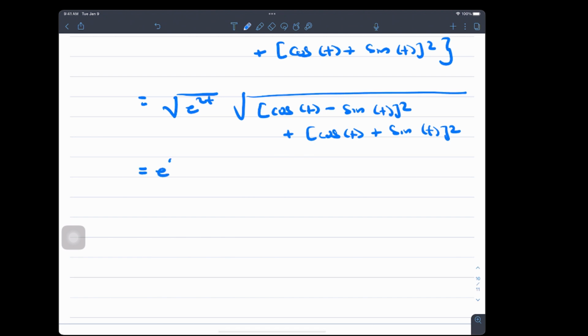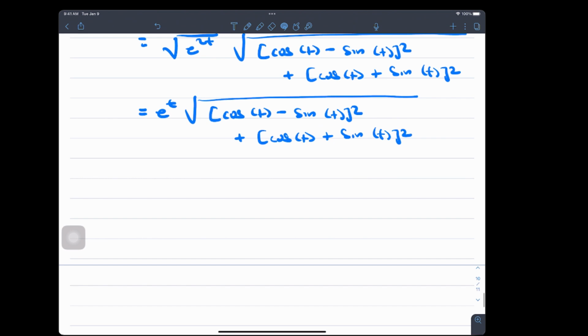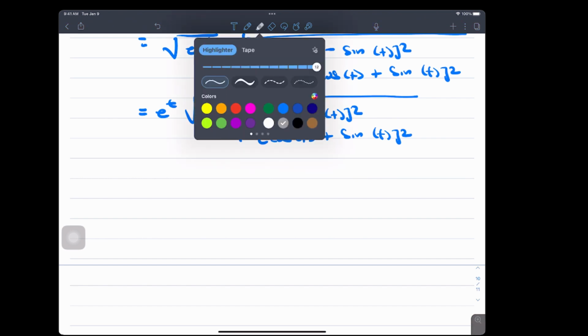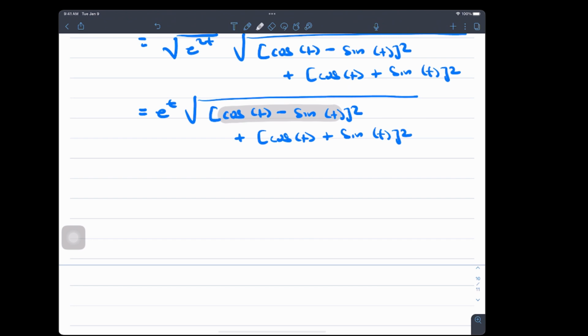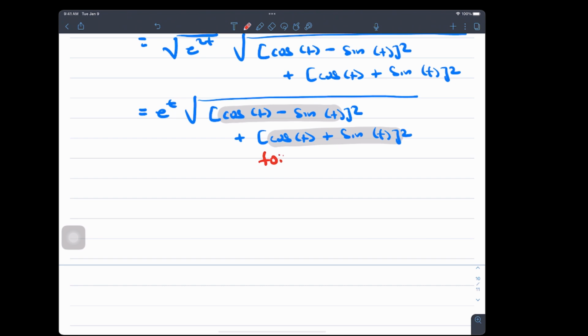This is e to the t. And I'm just going to copy this and paste it. So we're going to have to use, I would say, right in here and right in here, you have to use FOIL. Square this. Square that.